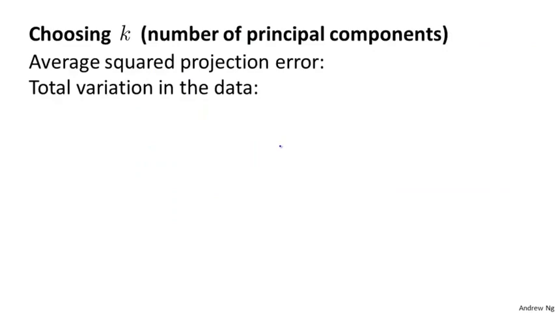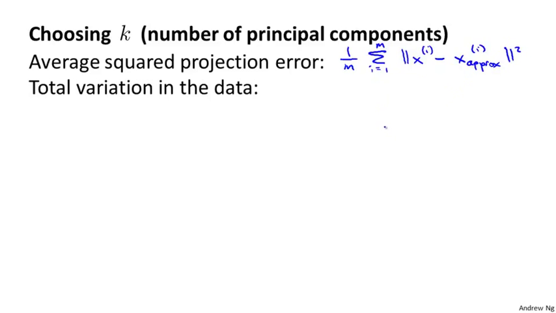In order to choose k, that is, to choose the number of principal components, here are a couple useful concepts. What PCA tries to do is it tries to minimize the average square projection error. So it tries to minimize this quantity, which I'm writing down, which is the difference between the original data x and the projected version x approx i, which was defined in the last video. So it tries to minimize the square distance between x and its projection onto that lower dimensional surface. So that's the average square projection error.